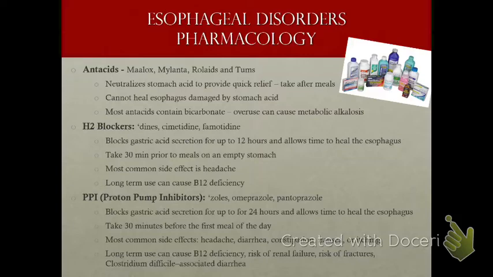I like that the H2 blockers are the dines. They allow you to dine pain-free. And I haven't come up with one for the zoles. But I like the dine pain-free. That helped me a lot when I was coming up.